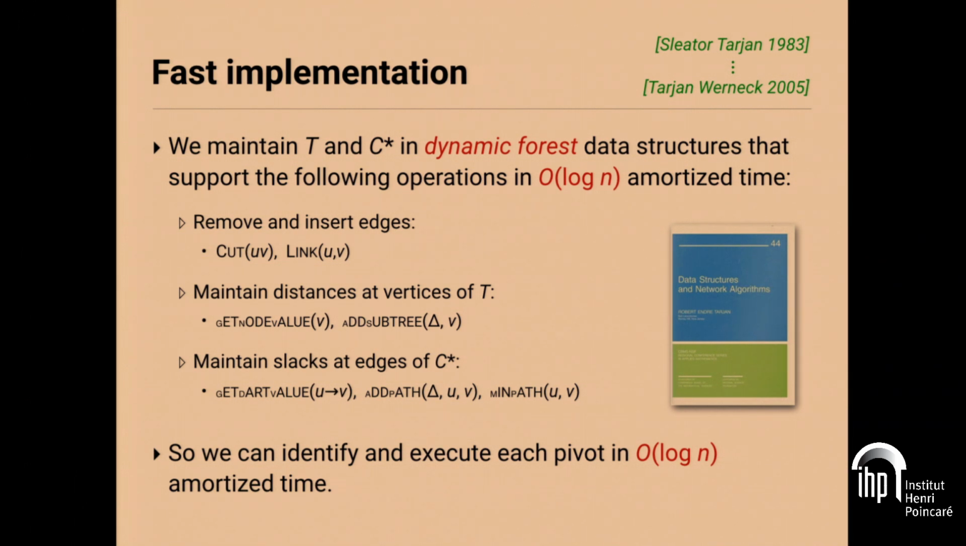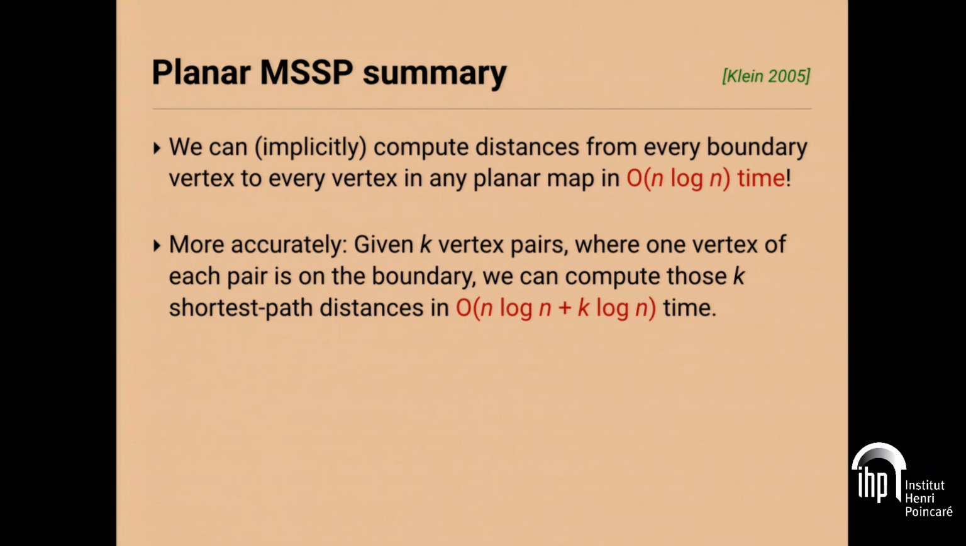And so what this means is that I can execute these order n pivots in a total of n log n time. And as I'm executing the pivots, when I notice that I've computed the distance that I need, I can look it up in the data structures in log n time. And so I can compute in n log n plus k log n time any k distances that I want where one endpoint is on the boundary. Okay.